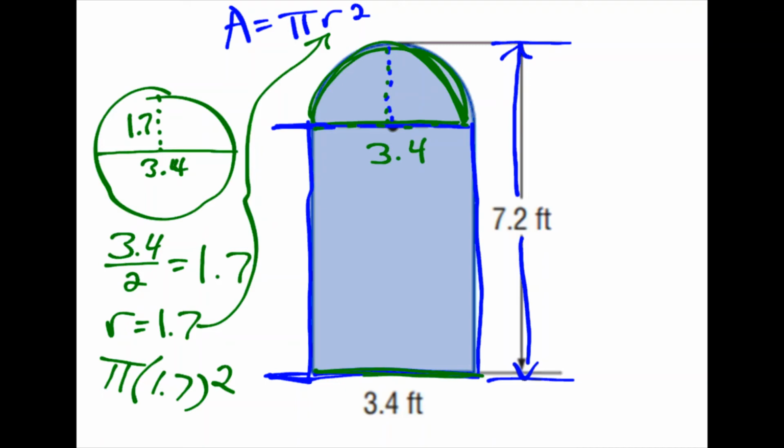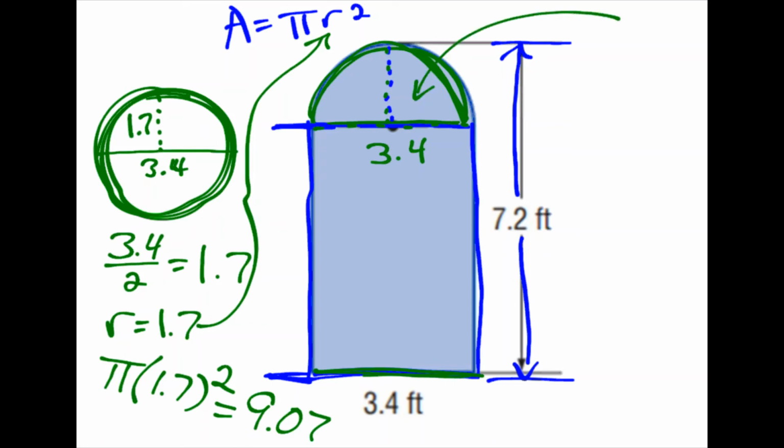The problem is that's actually a full circle. So that gives me 9. I'm going to round this a little bit, 9.07. But that's if I had an entire circle. That's talking about if I have this full circle. I don't. I'm going to divide that by 2. And that gives me, I'm going to round that again, that this half circle is 4.5. So that's the half circle.